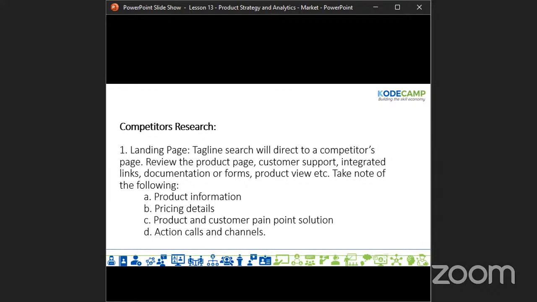So like I said, tagline search will direct you to the competitor's page. Review the page, the product. So now it's for you to review the product page, like I did yesterday. Check on Better Cars. I checked on Cars45, and I'm like, okay, I'm familiar with the page. I'm doing a product review on financing with them.